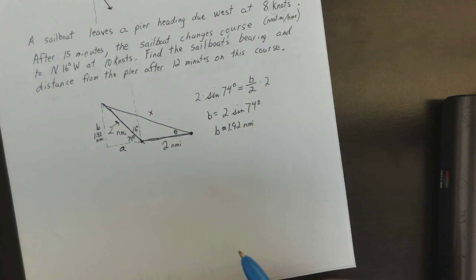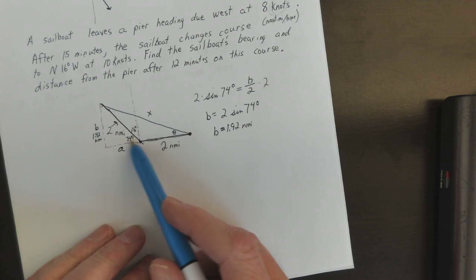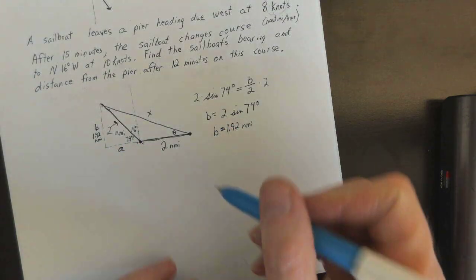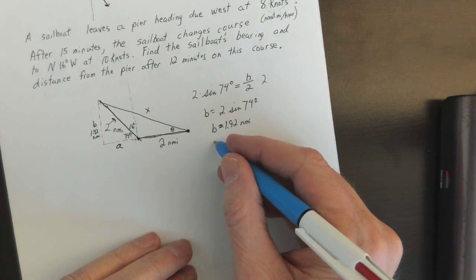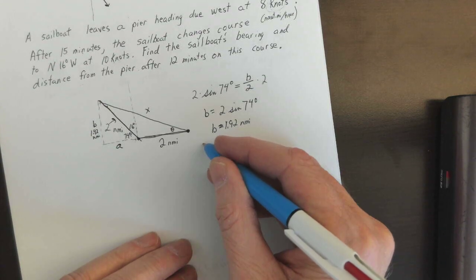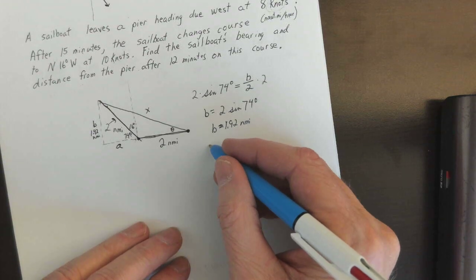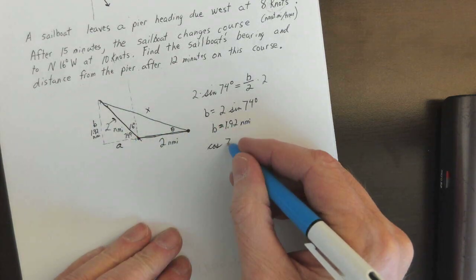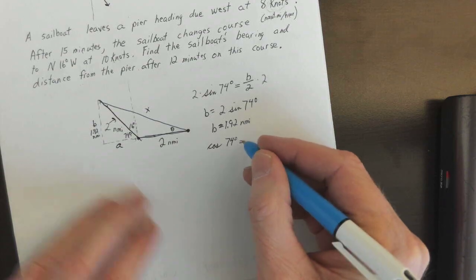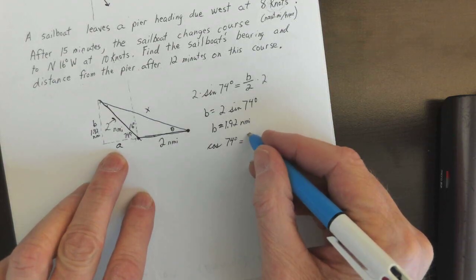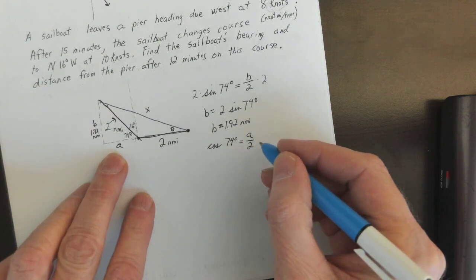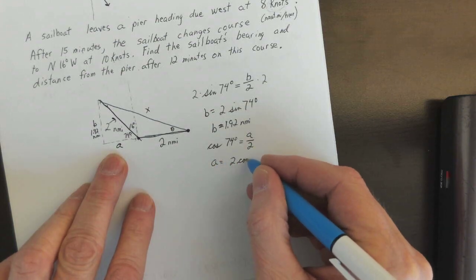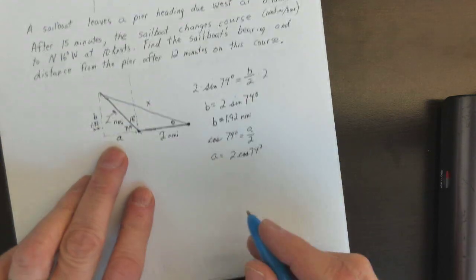And then you can use the Pythagorean theorem, or you can use another trig function to find A. I think A is important to have, so I'll just use another trig function. Cosine of 74 degrees is equal to adjacent A over hypotenuse 2. So A is equal to 2 times the cosine of 74 degrees.